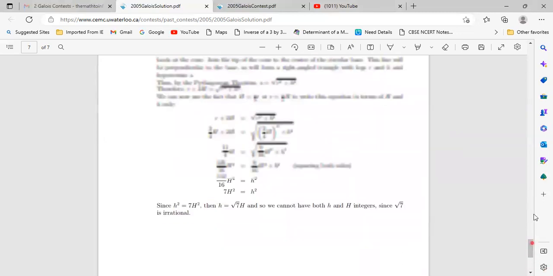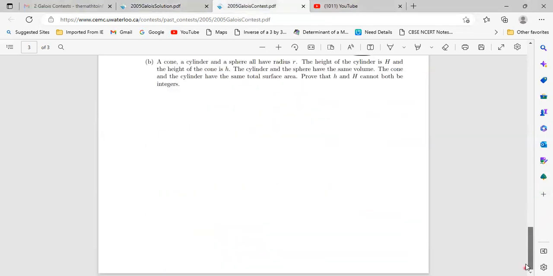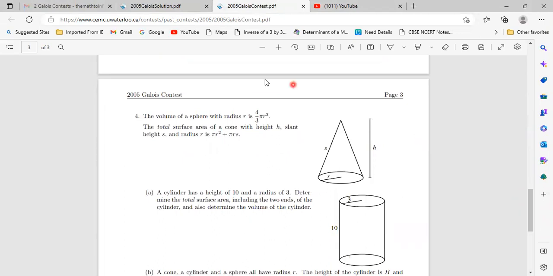That's all about this problem. I think we have only 2 subdivisions in this problem. Okay, that's it, Shana. I hope you understood question number 3 and 4.